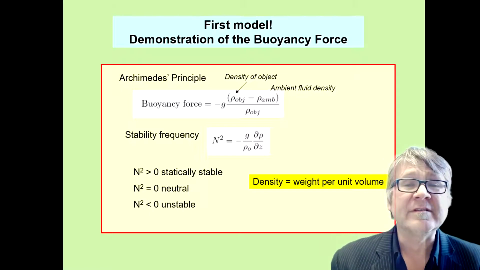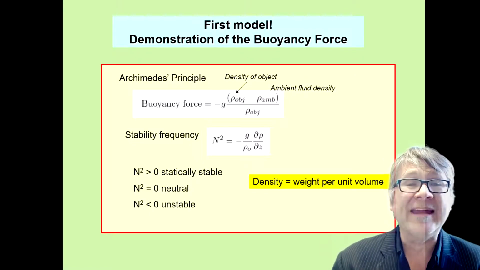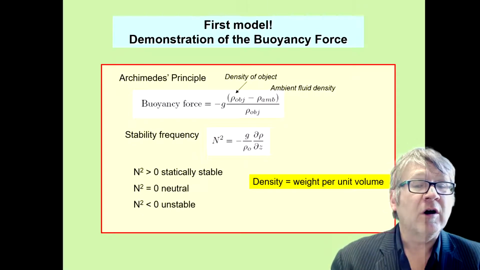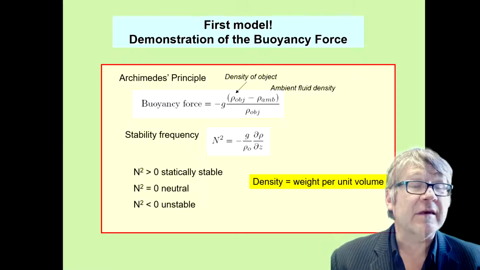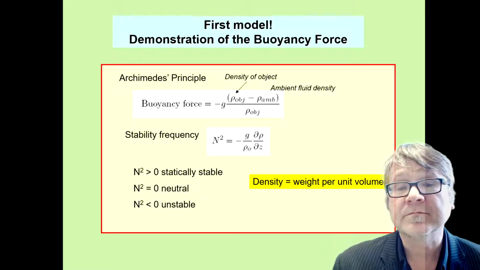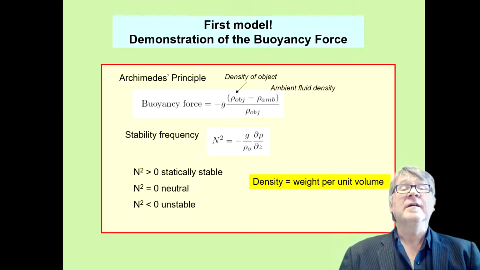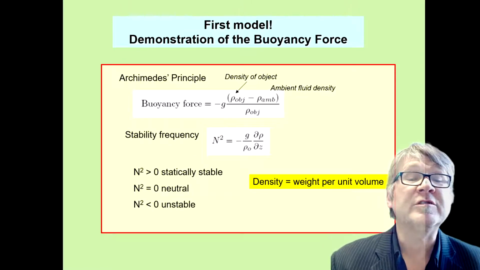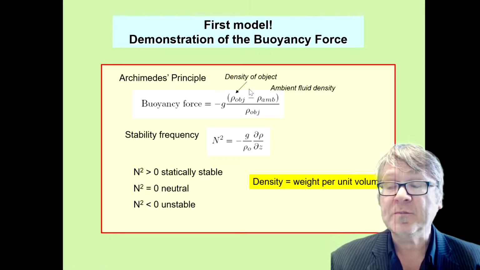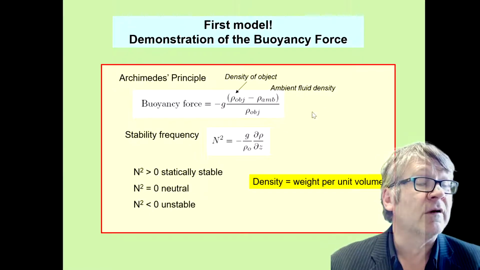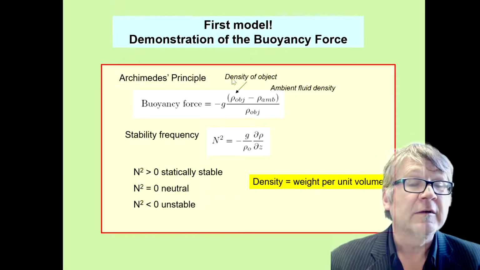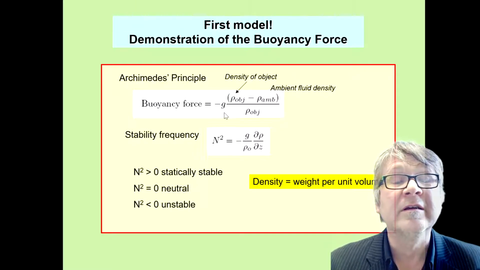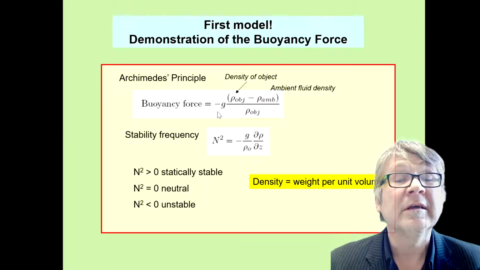And what you essentially do is you compare the weight of the same volumes of an object and the fluid around it. Okay? And this weight per volume is called density. And so what you do is you compare the density of an object with the density of the fluid, of the same volume that you compare. Okay, you divide that by the density of the object, multiply with acceleration due to gravity, and with a minus sign, you get the buoyancy force.